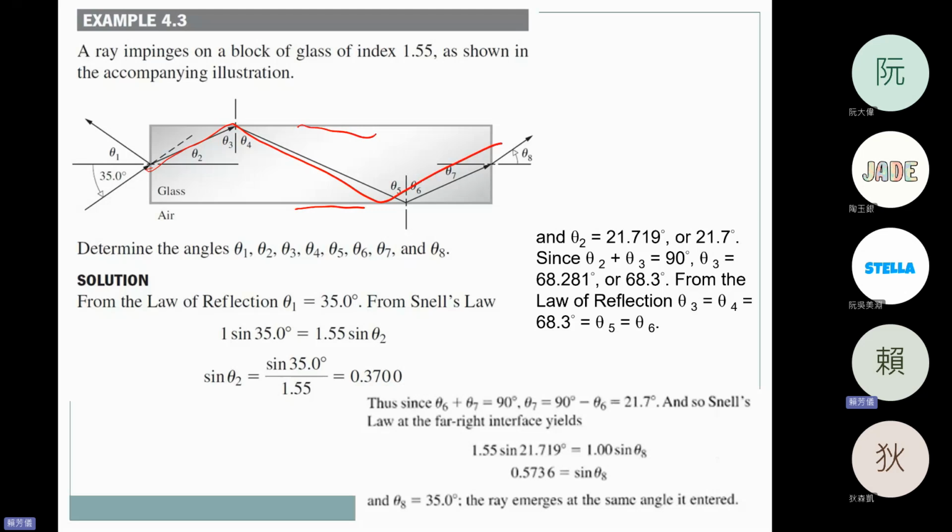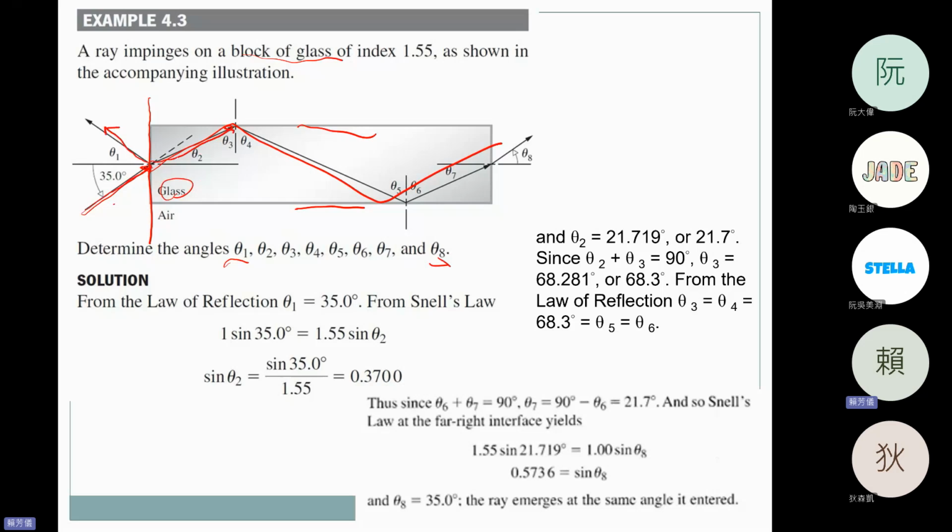Ask us to calculate the many angles, theta 1 till theta 4. So for the first interface here, when the light is impinging on a block of glass, this is glass, this is air. When the light impinges on this interface, there will be reflection of the light and transmission of light.